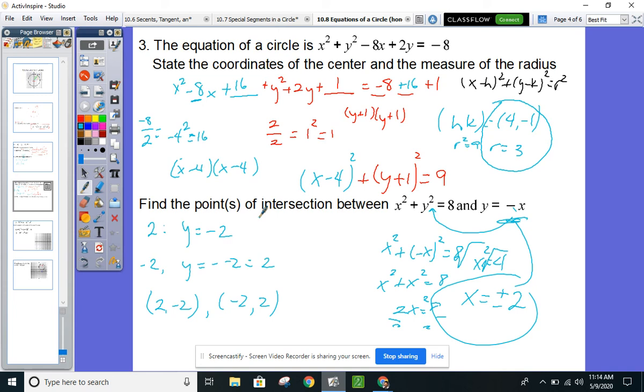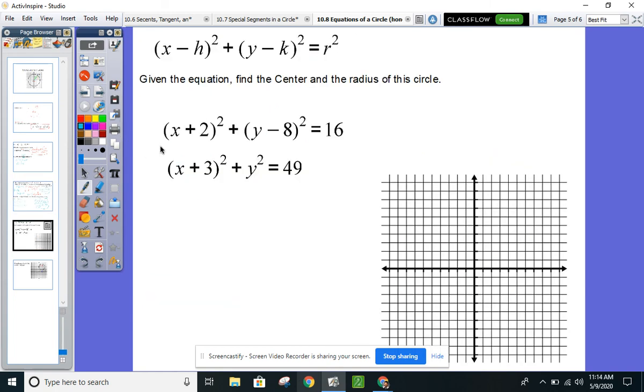Now, does it always intersect twice? No. Sometimes it intersects once. Sometimes they give you an equation that happens to be tangent, so it only touches once. All right, so let's go to the graphing side of these.